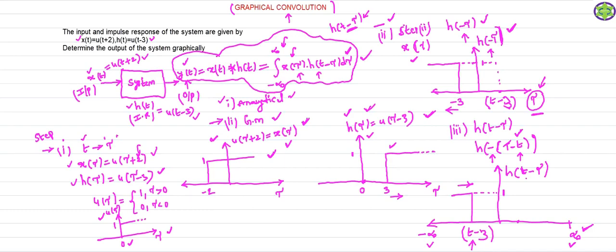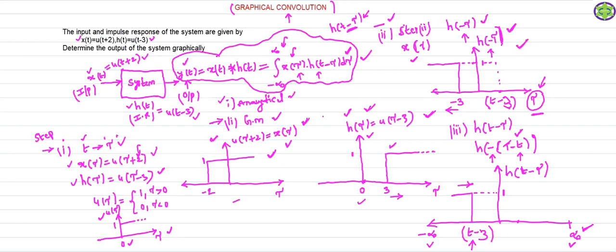So to perform the integral operation, you just follow the 5 steps. In step 1, you just replace t by dummy variable tau, so that you will get x of tau and h of tau. I represent x of tau and h of tau using the graphs. And in the next step, if you observe this integral operation, x of tau is multiplied by h of t minus tau. Therefore, I want h of t minus tau. For that, perform the folding operation on the h of tau, so that I will get h of minus tau.